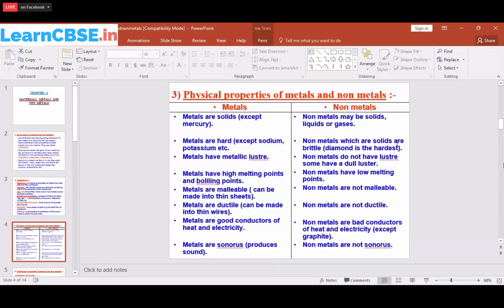The non-metals which are solids are brittle. For example, carbon is very brittle. The only exception is diamond. Diamond is an allotrope of carbon, and it is one of the hardest substances in the world.